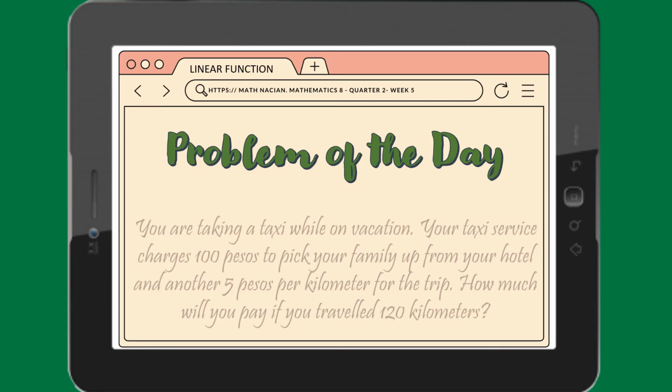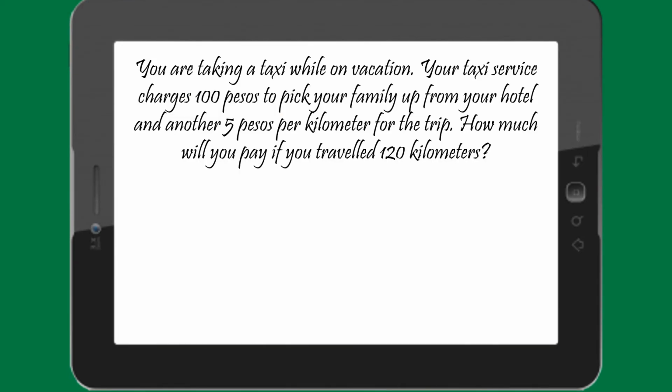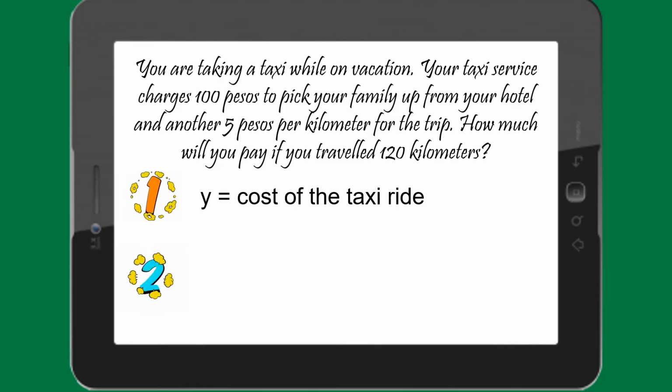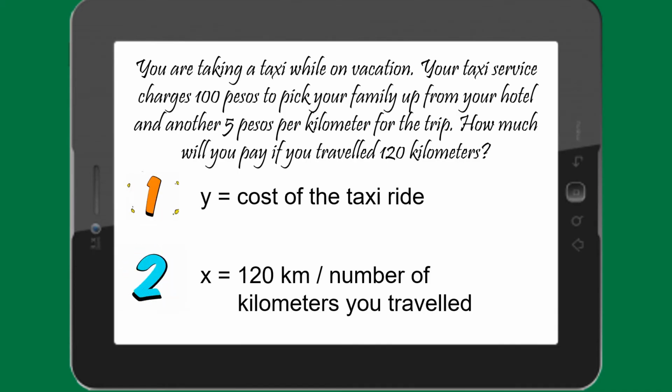Our problem of the day is you are taking a taxi while on vacation. Your taxi service charges 100 pesos to pick your family up from your hotel and another 5 pesos per kilometer for the trip. How much will you pay if you traveled 120 kilometers? Applying what we have learned earlier, we have to follow the steps in solving this problem. The first step is we have to find the y variable or the output. In this problem, the y variable is the cost of the taxi ride. The next step is we have to find the x variable or the input. In this problem, the input is 120 kilometers or the number of kilometers you traveled.